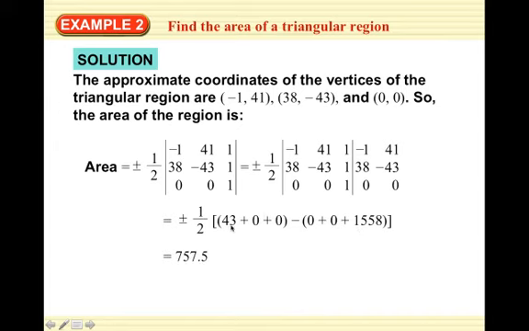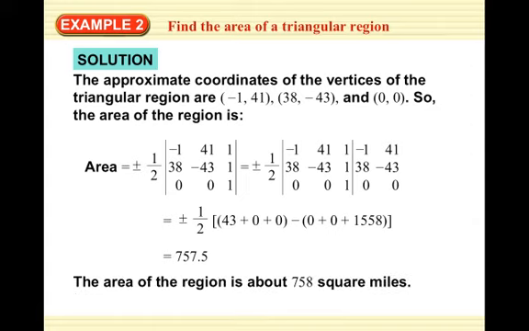All right, so we get 43 minus 1,558, and that gives us negative 1,515. So we multiply by negative 1/2 so that we get positive 757.5. If we'd had a positive value for our determinant, then we would have multiplied by positive 1/2. But approximately 758 square miles is the area of the region. So that's pretty cool. That gives us a way to calculate the area of a region using determinants.